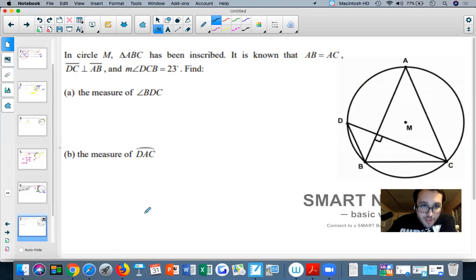All right, so they tell you the following. In circle N, triangle ABC has been inscribed. When something's inscribed, think about it. An inscribed figure is when all the vertices, all the points that make it, are on the circle. So see triangle ABC, the vertices of that triangle are on the circle. It is known that AB is congruent to AC.